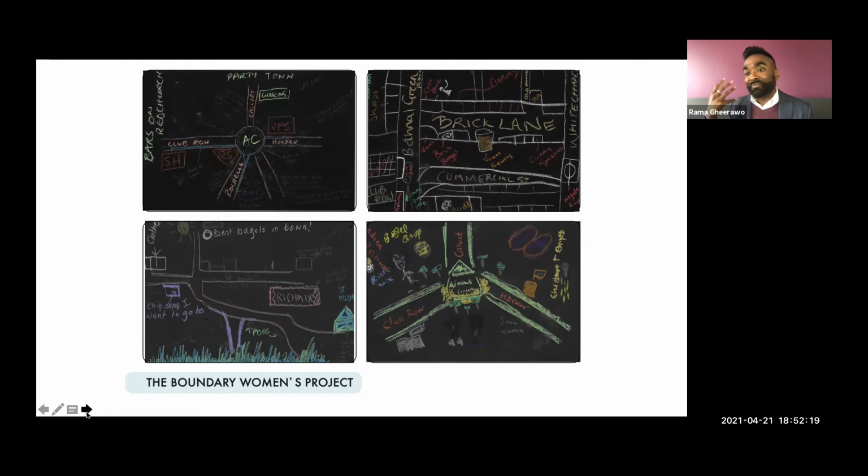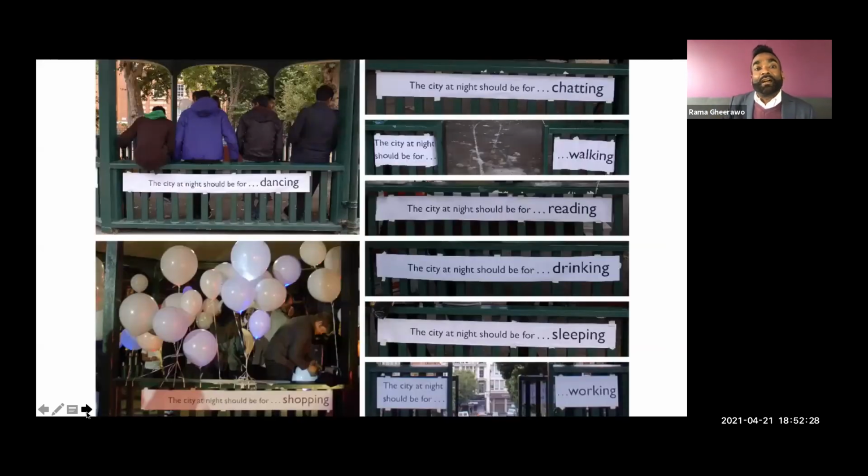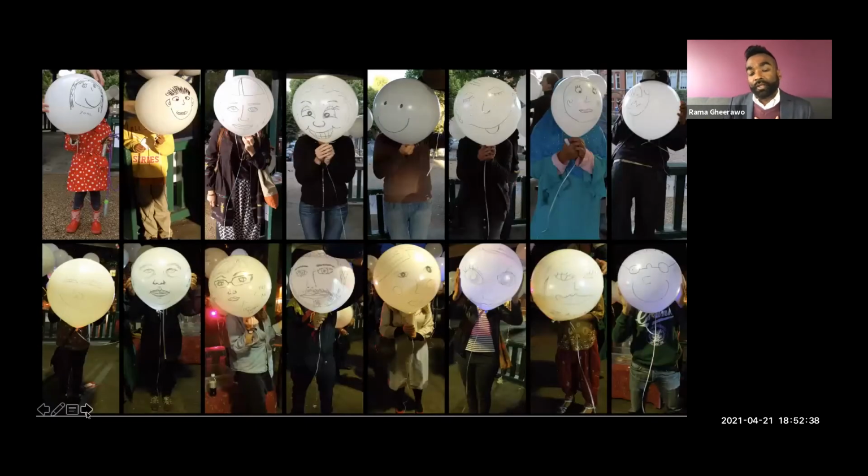So I really love your presentation just now, because design is a sensory thing, even if you're doing research. We held an event in the community where we asked what the city at night should be for. People brought balloon representations of themselves.